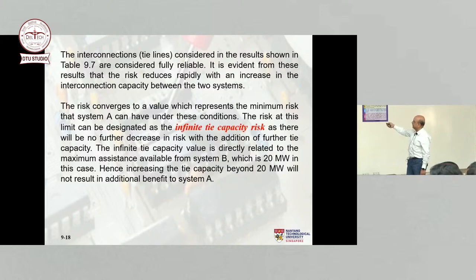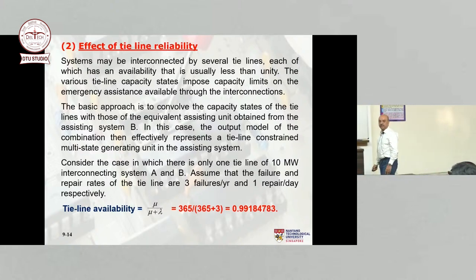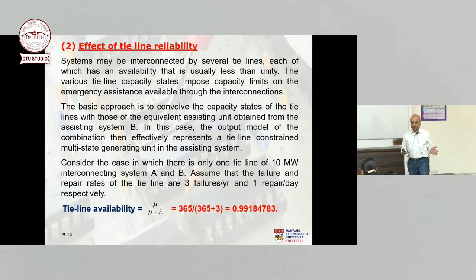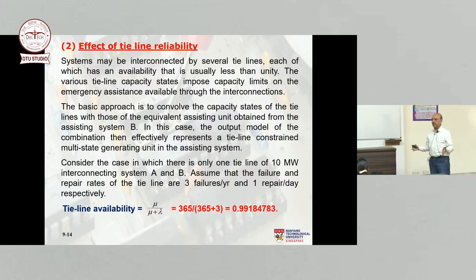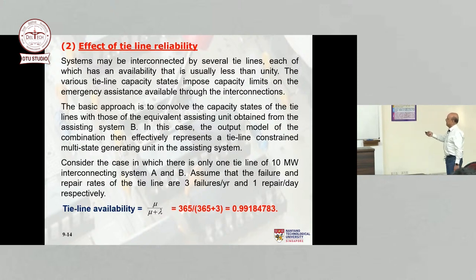The infinite tie capacity value is directly related to the maximum assistance available from system B, which in our case is 20 megawatt. Yeah? Hence, increasing the tie capacity beyond 20 will have no benefit to system A. So now, let's change the reliability of the tie line. We assumed until now that the tie line was perfectly reliable. Its unavailability was 0 and its availability was 1. Right, so now we change it.